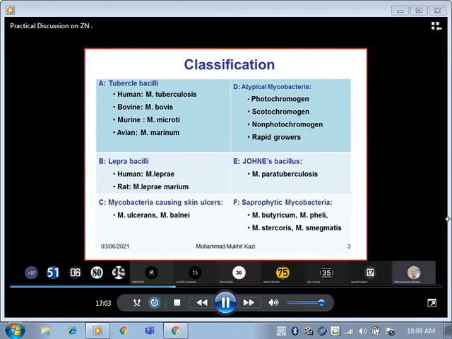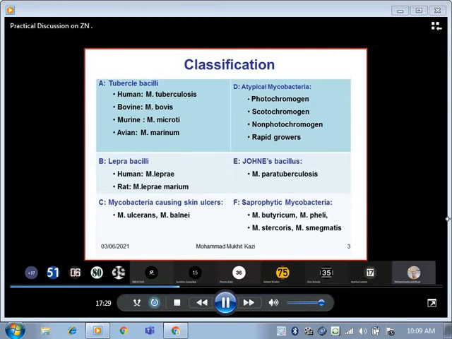And then there is a modification in the concentration of sulfuric acid: 20% is used for Mycobacterium tuberculosis, 5% is used for Mycobacterium leprae, 1% is used for Nocardia and Actinomyces, not Actinomycetes. Actinomyces is a bacteria and Actinomycetes is fungi. And then 0.5% for spores, the bacilli, all those things. Okay, this is the second modification.